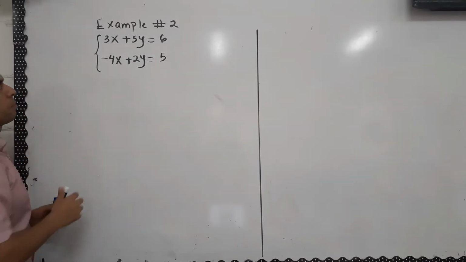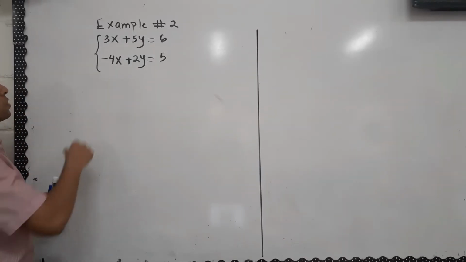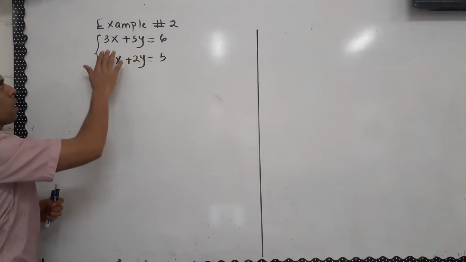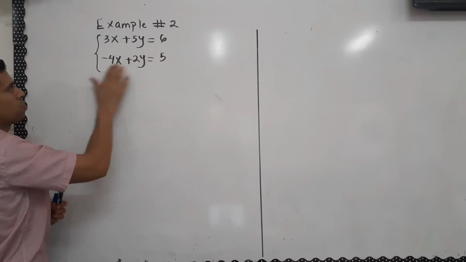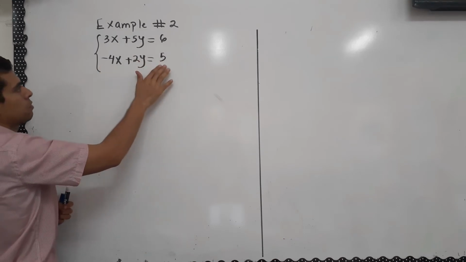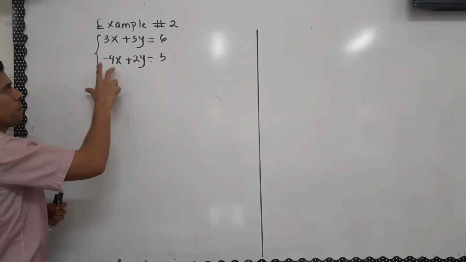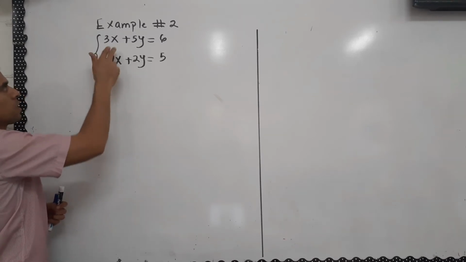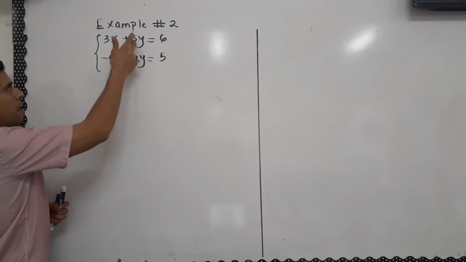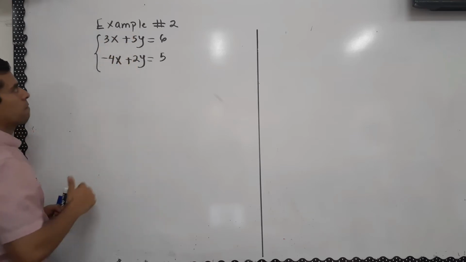Let's see now example number 2. If you see here, in equation 1, you have 3x plus 5y equal to 6. And in equation 2, you have negative 4x plus 2y equal to 5. So if you notice, if you compare this exercise with example number 1, you see the x's and the y's, they don't have the same coefficients.